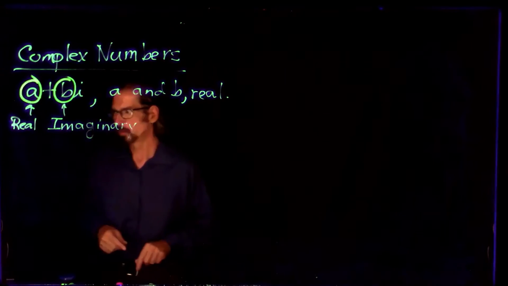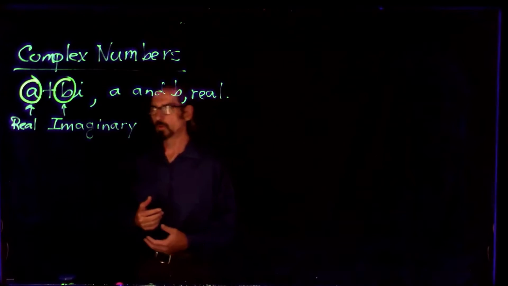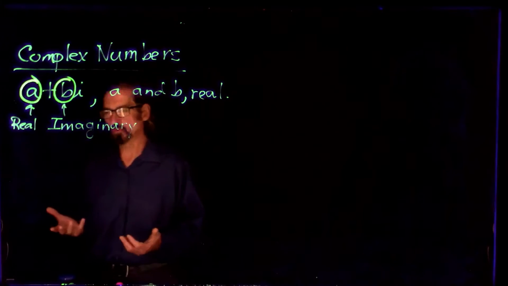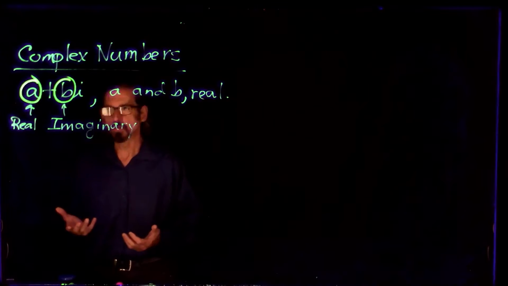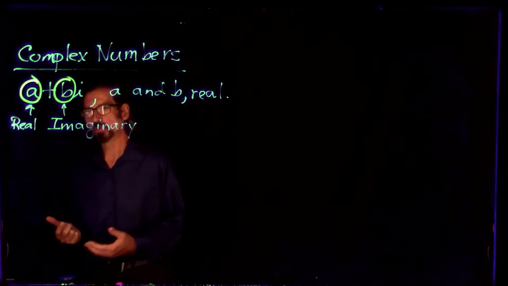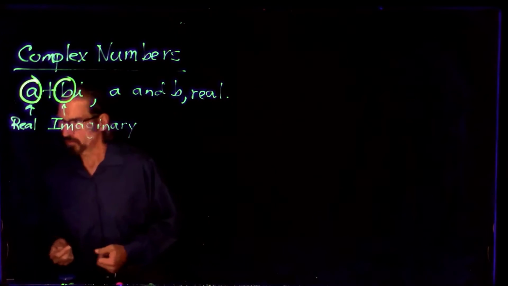Now, if the imaginary part is 0, then we have a number that is purely real. And if a, the real part, is 0, then we have a number which is purely imaginary. Here's some examples.